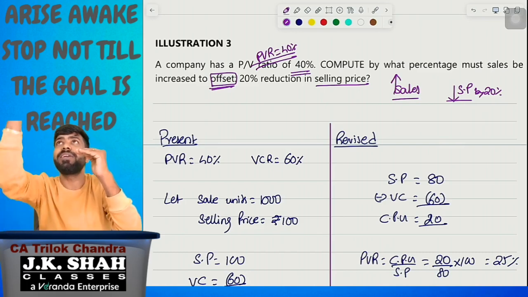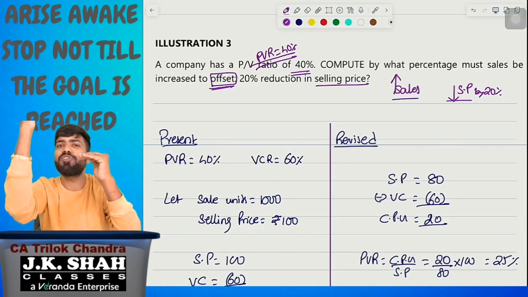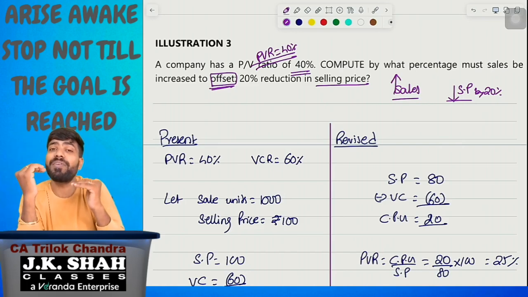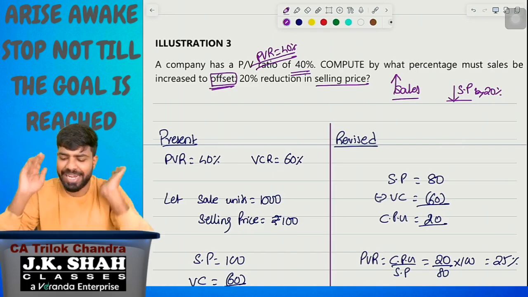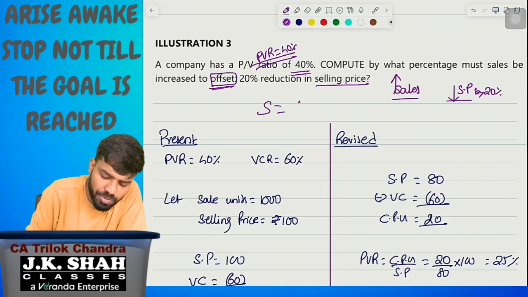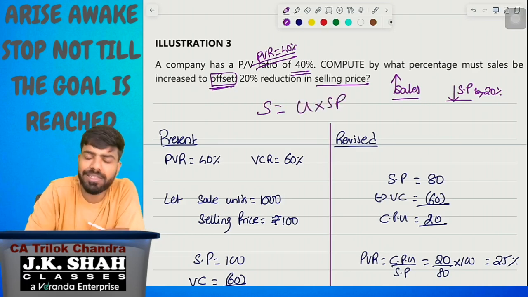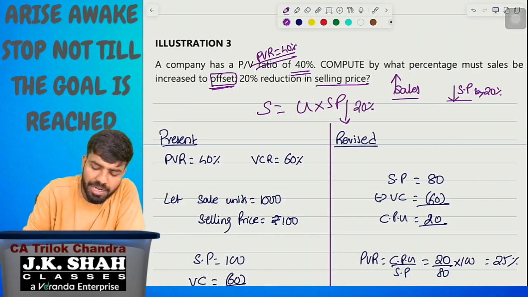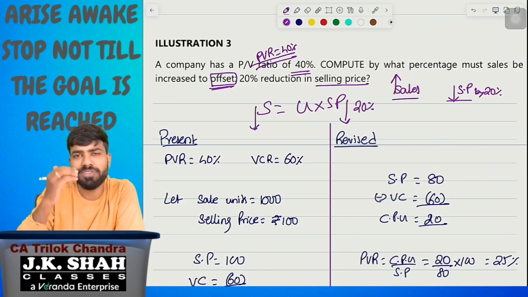Selling price is reduced by 20%. What is the percentage of increase in sale units? Simple, I'll tell you. Look at here. Sales equal to units into selling price. Selling price decreases by 20%. It will have a negative impact on the sales, means sales will be decreased.